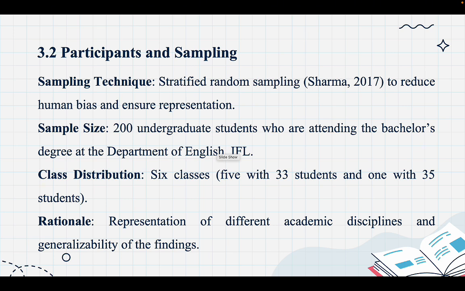For the class distribution, we are going to divide students into six classes. That means five classes with 33 students each and one with 35 students. So in total, we have 200 students who are our participants to answer our survey questionnaire. And the next one is about the rationale here. We want to represent the different academic disciplines and the generalizability of the findings.